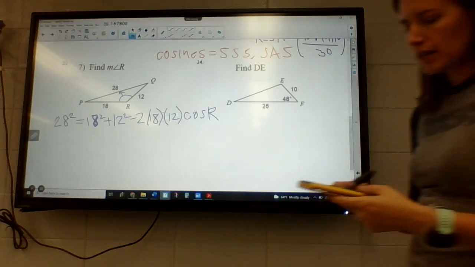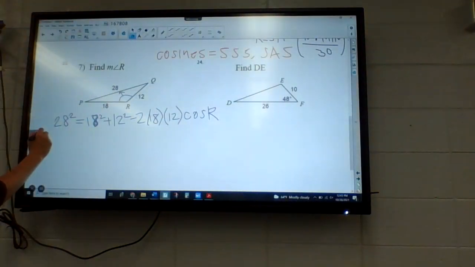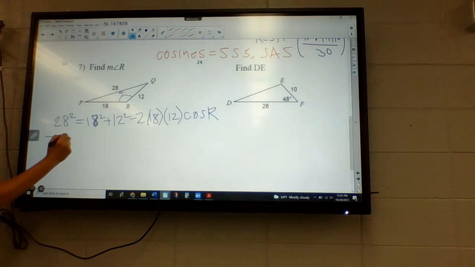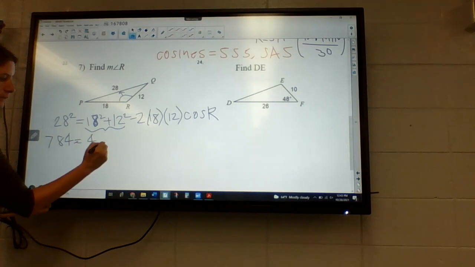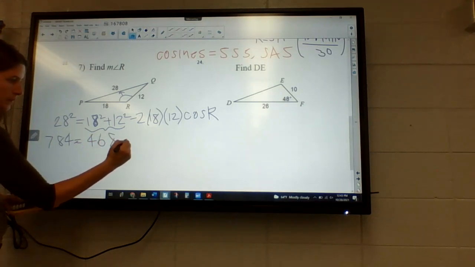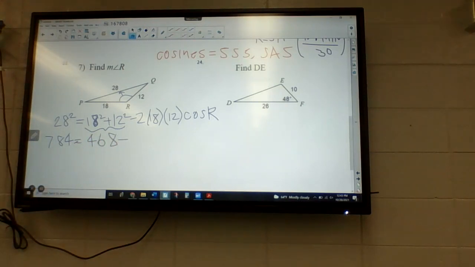So I have to do 28 squared. And I'm going to do these two right now together. I can do 18 squared plus 12 squared. That's okay to do. Minus 2 times 18 times 12.